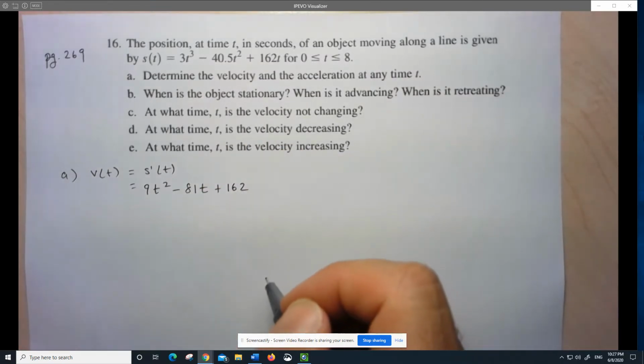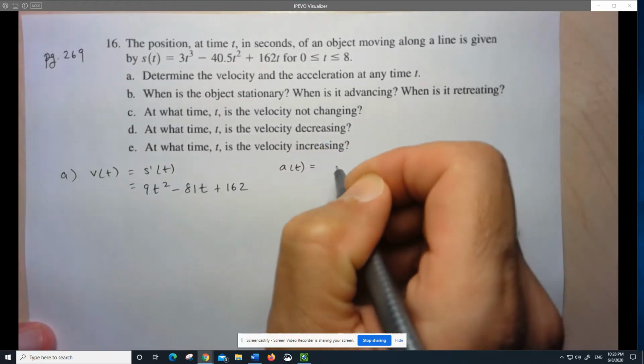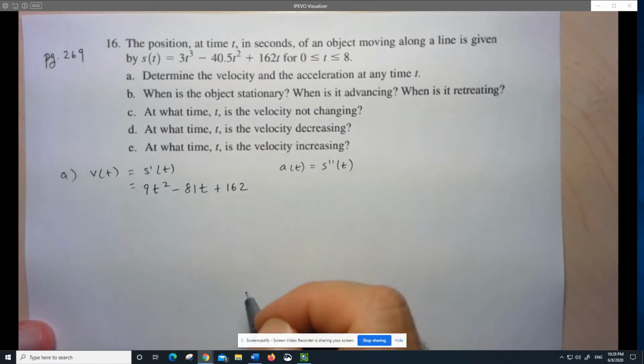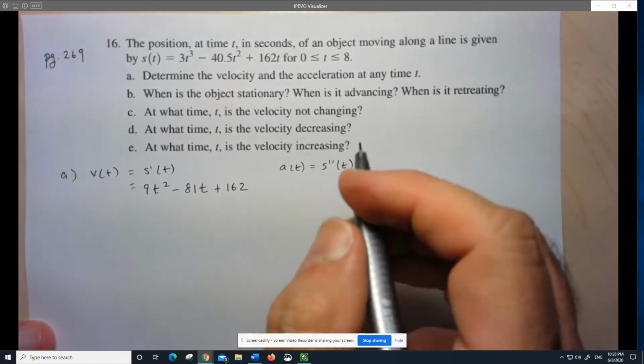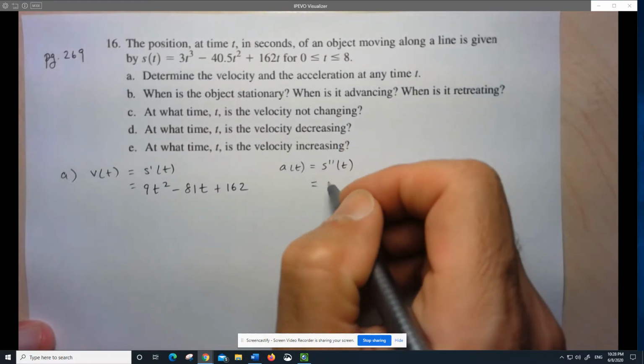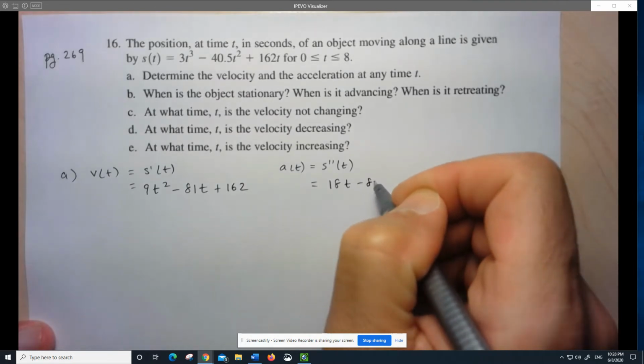Okay, and then the acceleration function is just the second derivative of the position function, or the derivative of the velocity. So now we're just going to take the derivative of this function here. So that's going to be 18t minus 81.